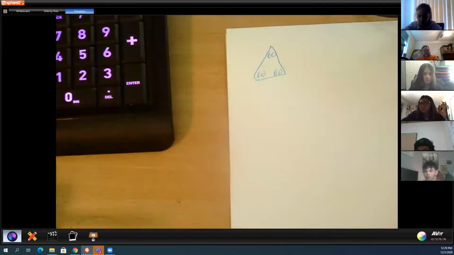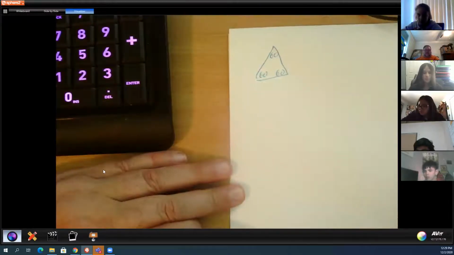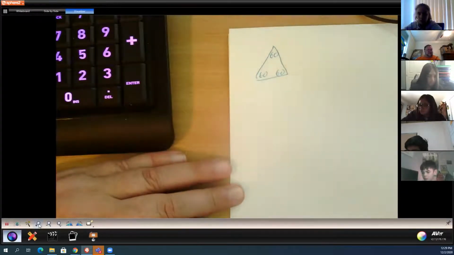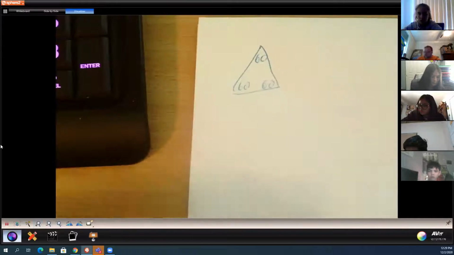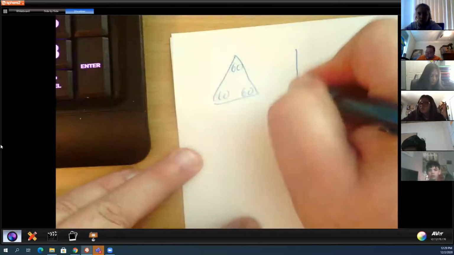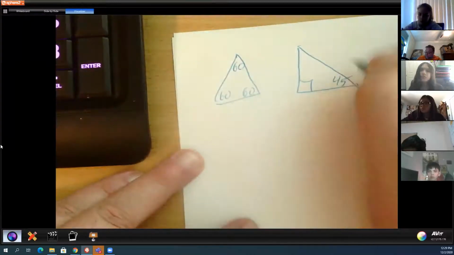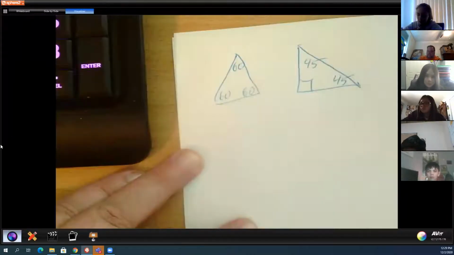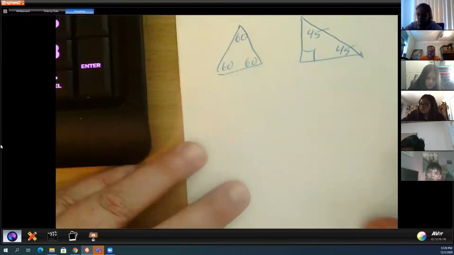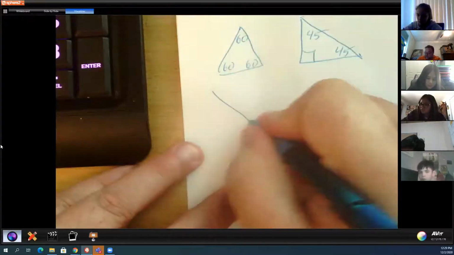That looks too small. Is that too small? A little bigger? You might get a triangle that looks like this, right? You might get a triangle that looks like this.